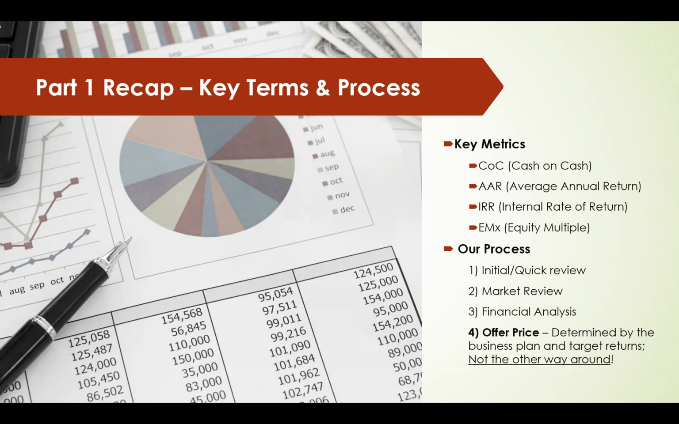The offering price is determined by the business plan and the target returns. It is not the other way around. So we plan out a business plan, and then we have our target returns. Can we get there with what the asking price is, or what is our offer price going to be, and what is the difference between those two? And does it still make sense to make that offer?